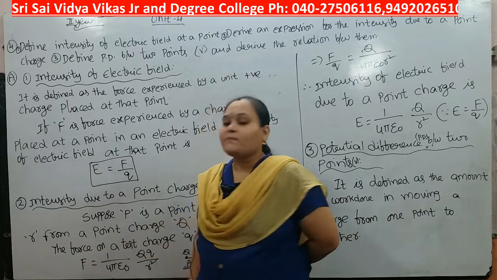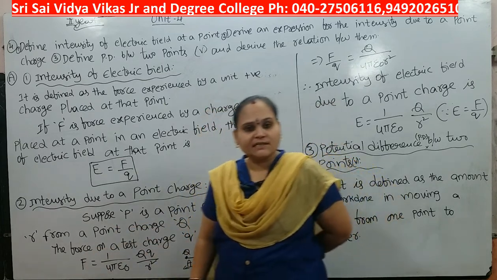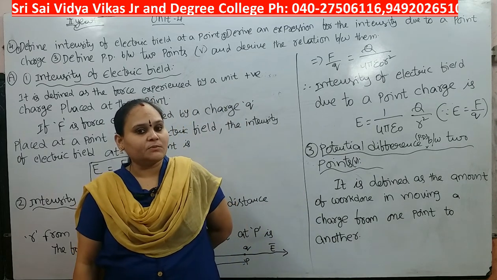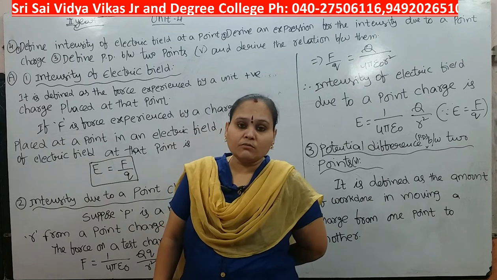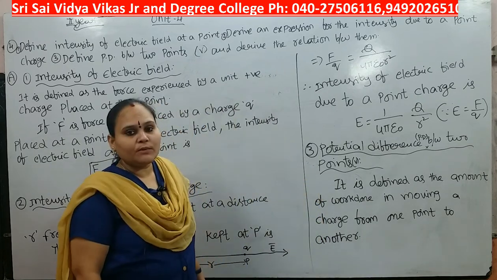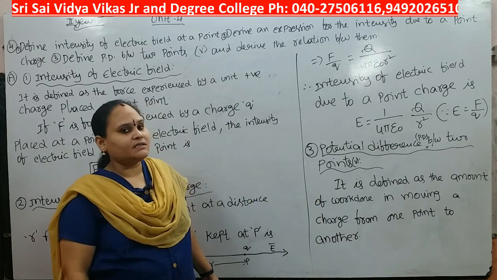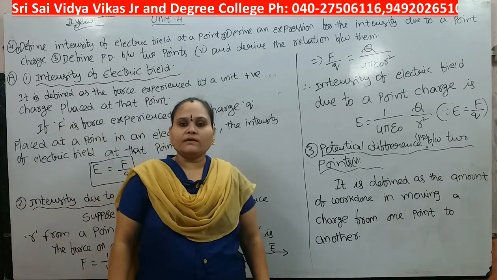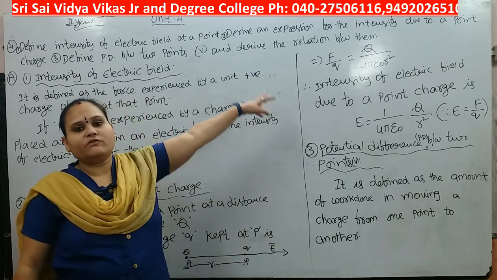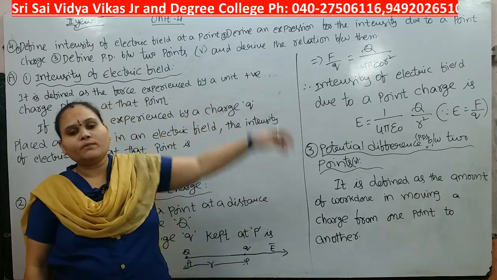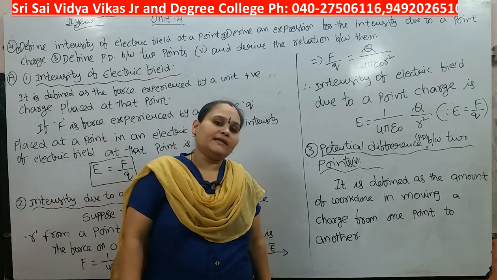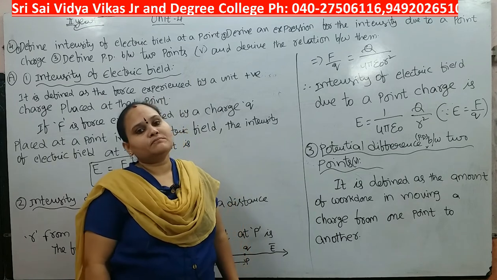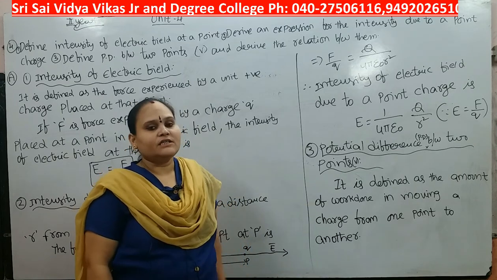Now intensity due to a point charge. Suppose P is a point placed at a distance r from the charge Q, and consider a test charge q placed at point P. The Coulombic force F equal to 1 by 4 pi epsilon naught Q1 Q2 by r square. Here we are considering two charges, capital Q and small q. Now q will be taken to the left side and F by q equal to 1 by 4 pi epsilon naught into Q by r square. That is the intensity of an electric field at a point P. So E equal to 1 by 4 pi epsilon naught Q by r square.